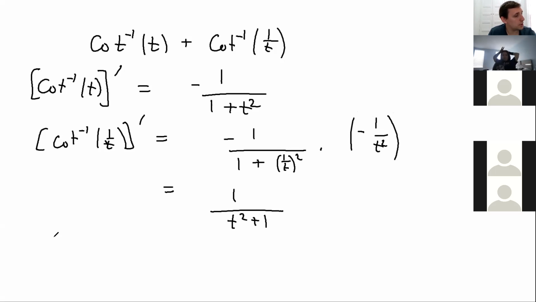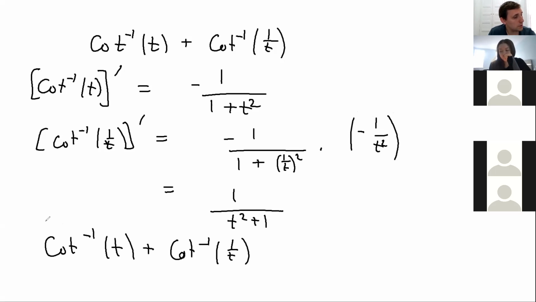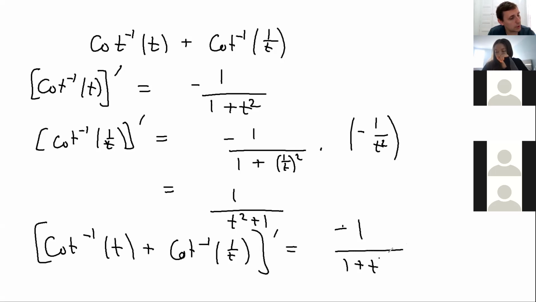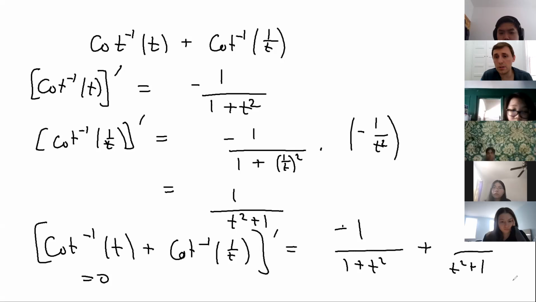And so altogether, the derivative of cotangent inverse of t plus cotangent inverse of 1 over t is equal to minus 1 over 1 plus t squared plus 1 over t squared plus 1, which is 0. Yes? So I get 0. Now, would you please tell me what we're investigating, guys? I got 0. Could you tell me what it means about this function? I got the derivative of this weird function is equal to 0. What does it mean about this function, please?